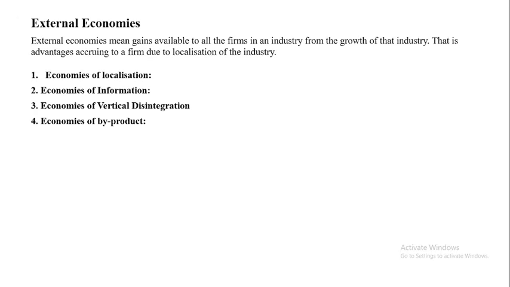External economies mainly emerge because of the localization of industry. Localization of industry means the firms will be located at a particular place, around a particular area, all the firms in that industry will be located. So because of that, they have certain common advantages. So what are these advantages? So the first one is economies of localization.